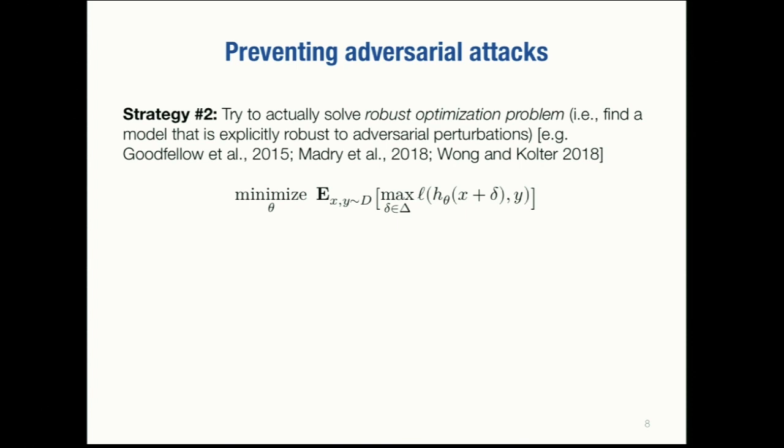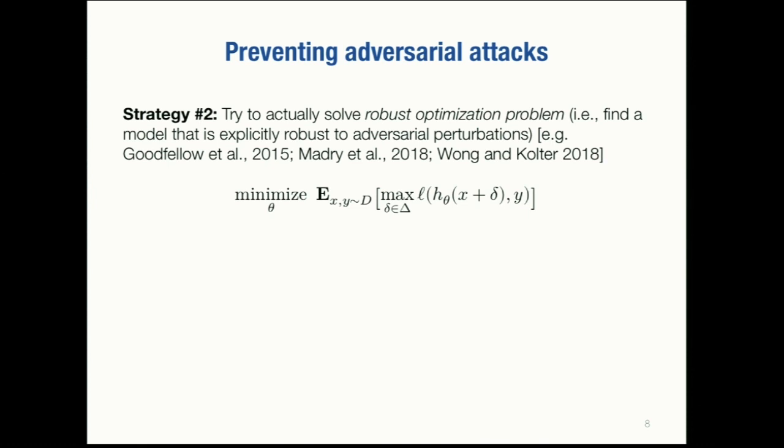So the second strategy that I would emphasize, which lays the groundwork for the approach that we're going to follow here, is the technique of robust optimization. Fundamentally, the training of a deep network that is robust to these attacks is a robust optimization problem. It's not a new class of problem. It's been studied since the 70s.